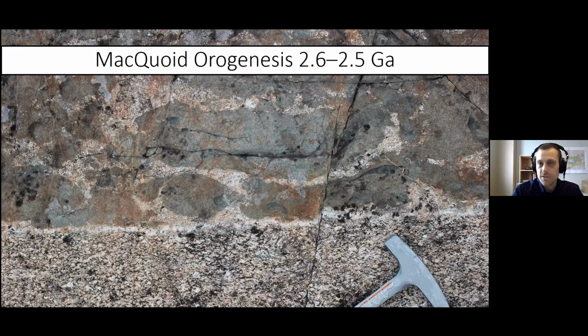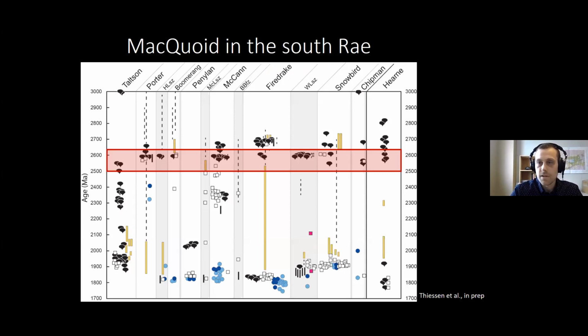I'll also introduce this new slide, which I'll show a few times. This is a fairly detailed geochronological summary of data from the South Rae. The west is on the left, the east is on the right. The time axis is the y-axis, and all the domains are listed on the top. You shouldn't have to remember all of them though.